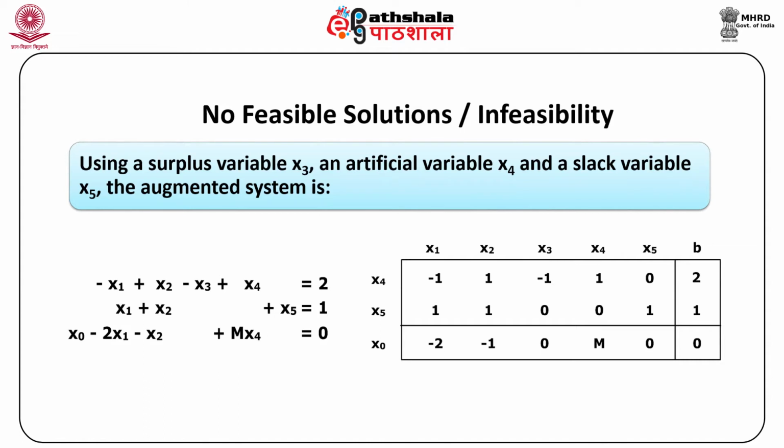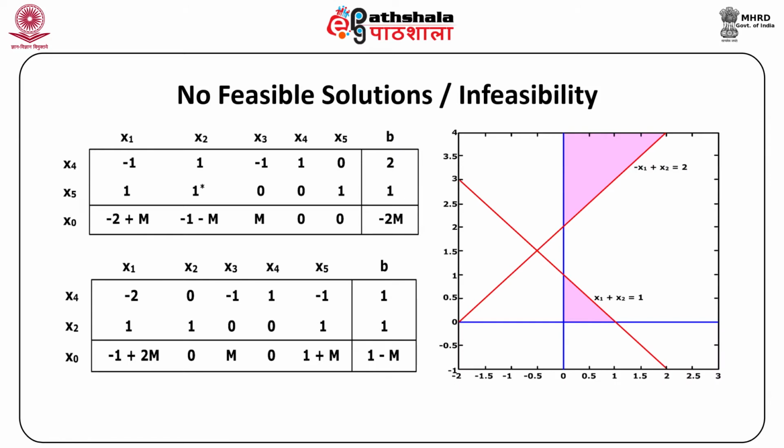Now the columns corresponding to x4 and x5 form an identity matrix. In the tableau we have the following. After elimination of M in the x4 column, we have the initial tableau. Since M is a very large number, minus 1 plus 2M is positive. Hence, all the entries in the x0 row are non-negative. Thus, we have reached an optimal point.